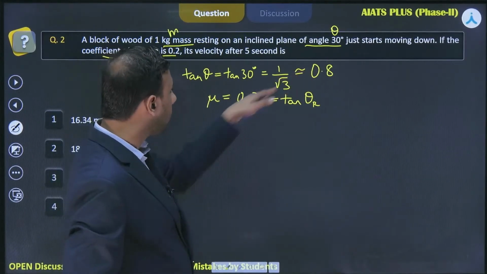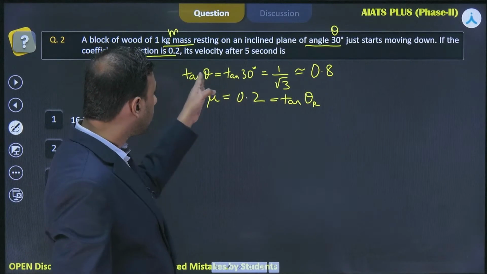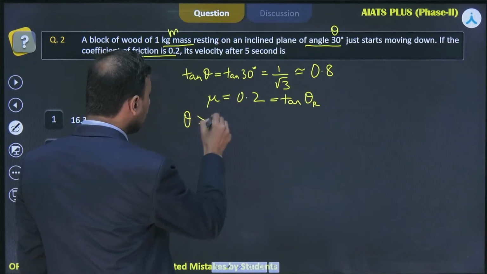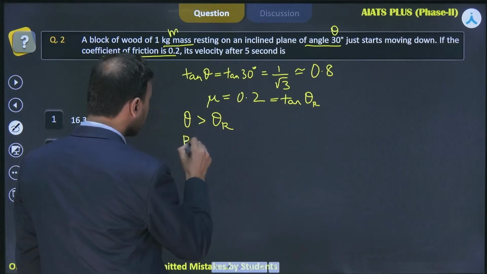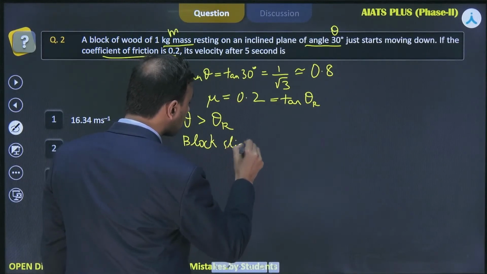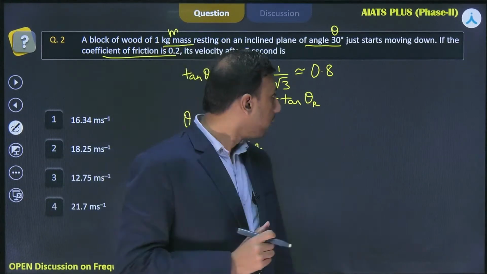And as you can see, which one is bigger, 0.8 or 0.2? Obviously this one is bigger, right? So which means theta will be more than theta r, isn't it? Theta will be more than theta r. That means the block starts slipping, right? Block starts slipping.